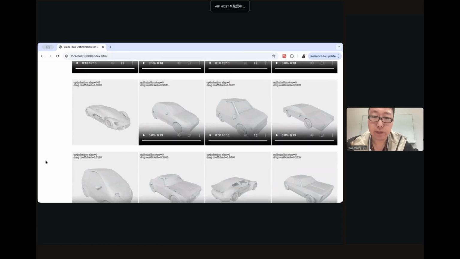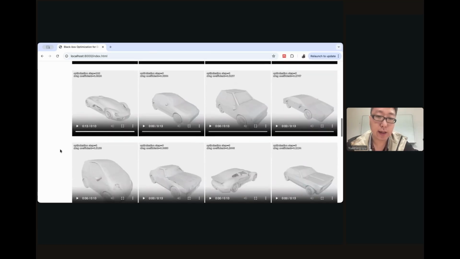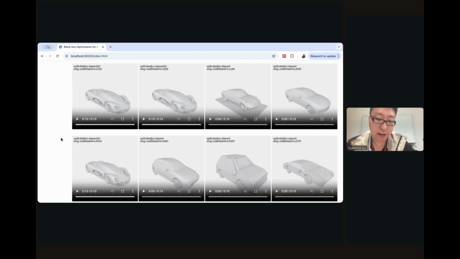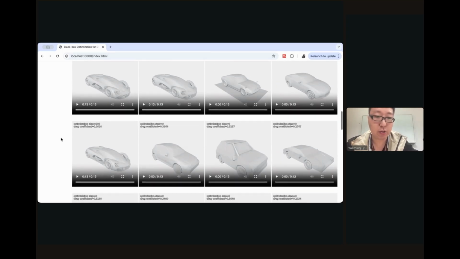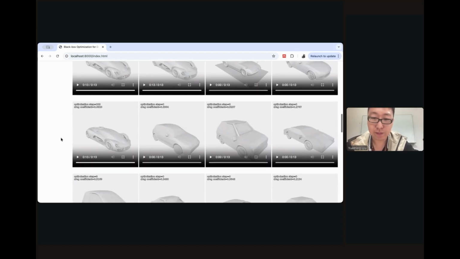You mean all of them are transforming to similar shapes? Yes, this batch is 16 samples. We usually optimize the whole batch together and it takes 200 time steps for the batch update. But in our observation, the whole batch converges to a similar shape. If we start another independent run, it can converge to other shapes. Yeah, okay.